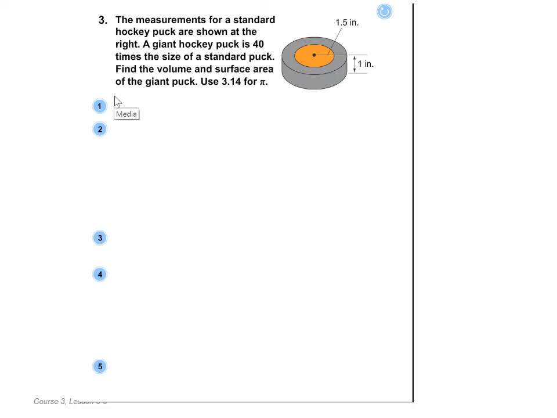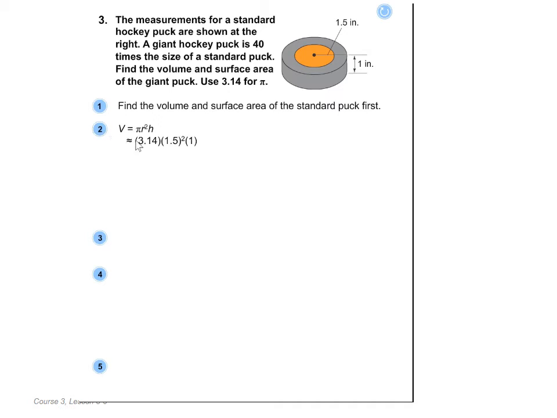This is a real-world problem. The measurements for a standard hockey puck are shown at the right. A giant hockey puck is 40 times the size of a standard puck. Find the volume and surface area of the giant puck. Use 3.14 for pi. So you can see that our height is 1 inch, and our radius is 1.5 inches. So find the volume and the surface area of the standard puck first.